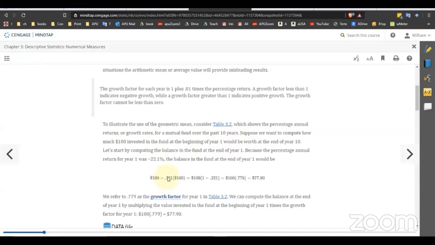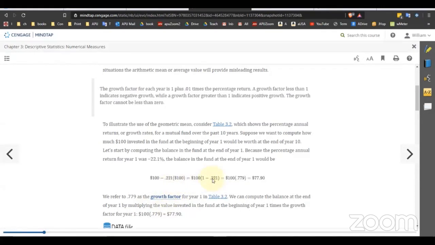$100 we started with, and then it went down by 22.1%. So that's 22.1% of $100. So this can be rewritten like this. I guess we can factor out the 100. We get this, and we get that the growth rate is this part in the brackets, which is 0.779. And when we do that multiplication, we get what we would have at the end of the first year. They say we refer to this number as the growth factor for year 1 in that table. We can compute the balance at the end of year 1 by multiplying the value invested, that is the $100, in the fund at the beginning of year 1 times the growth factor, 0.779.